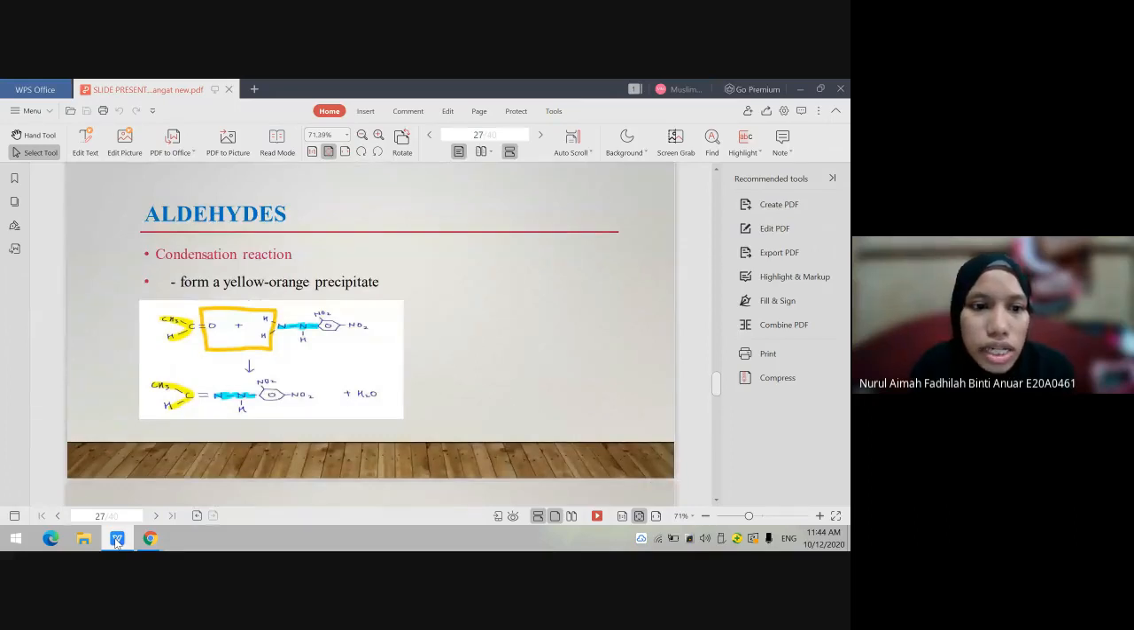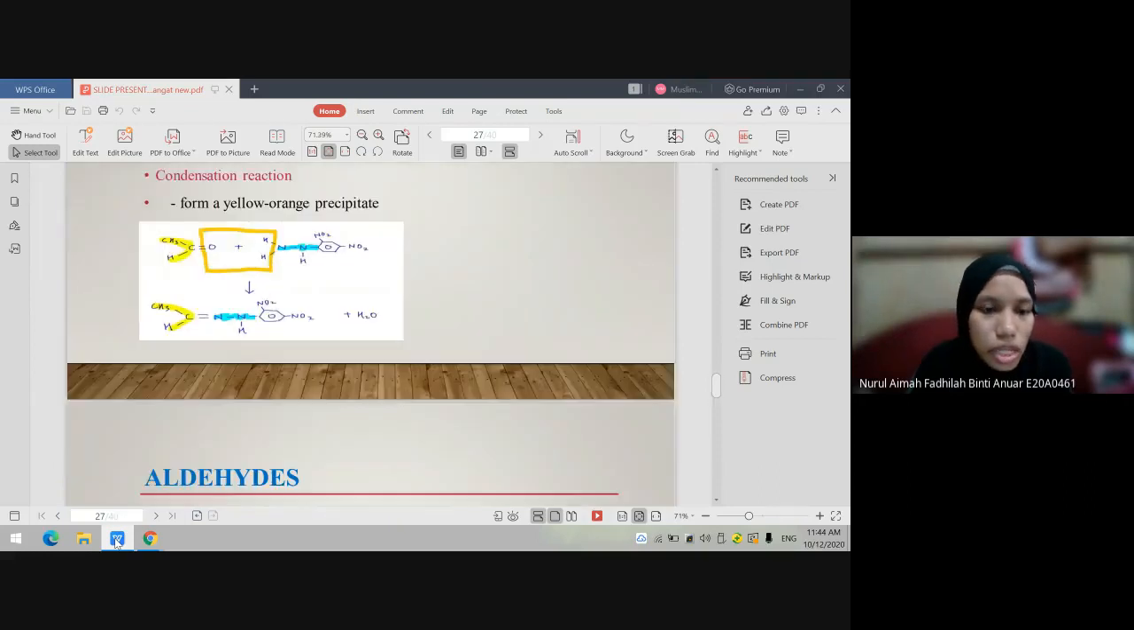Next is the condensation reaction, which is about the formation of a yellow-orange precipitate. When aldehyde undergoes condensation with 2,4-dinitrophenylhydrazine, it can form 2,4-dinitrophenylhydrazone, which we know is a yellow-orange precipitate.